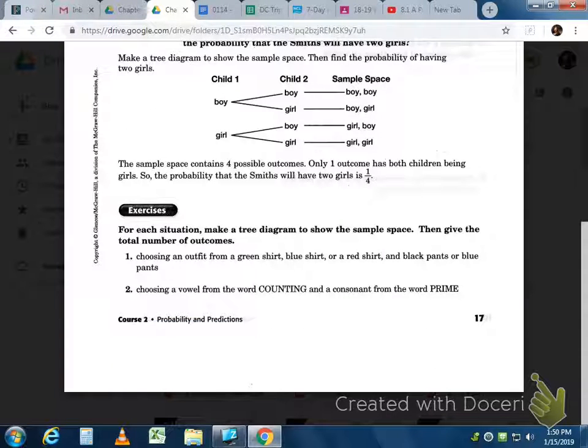Some examples. It says for each situation, make a tree diagram and show the sample space. Then give the total number of outcomes. So number 1 is choosing an outfit from a green shirt, a blue shirt, or a red shirt. Then we're going to choose from black or blue pants. Everybody got that written down? Green, blue, red. And then black pants or blue pants.